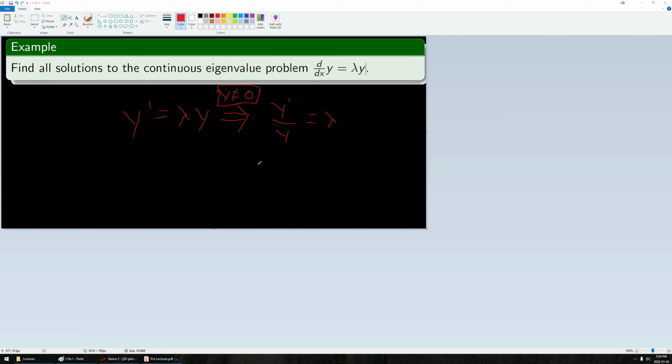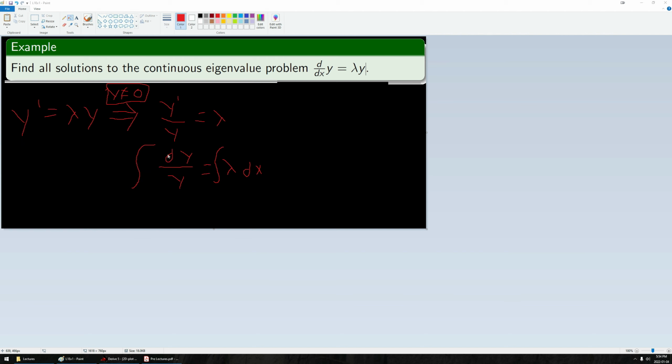So if I do that, the integral here, this would just be dy, because y prime is dy dx, divided by y, is simply equal to the integral of lambda dx. So let's clean this up a bit. Again, here I'm just using the fact that y prime is dy dx and canceling the dx's there. You don't have to do it that way, but it's a valid way of doing it.